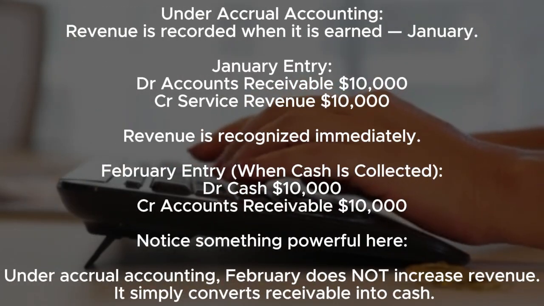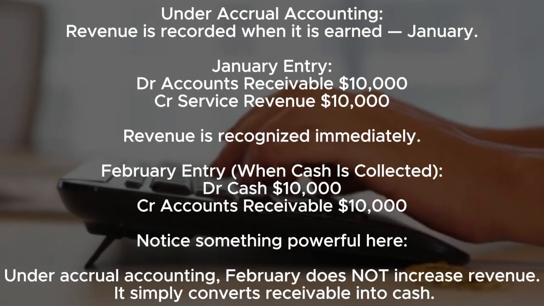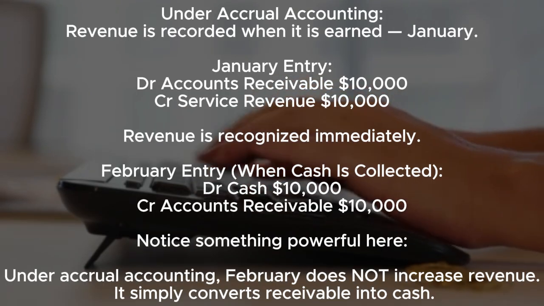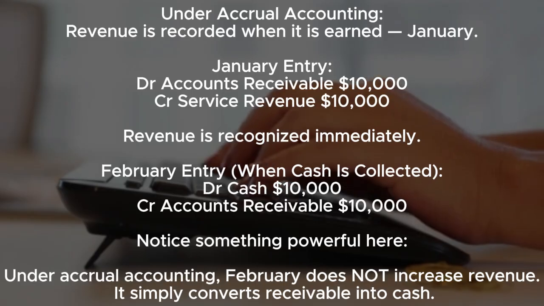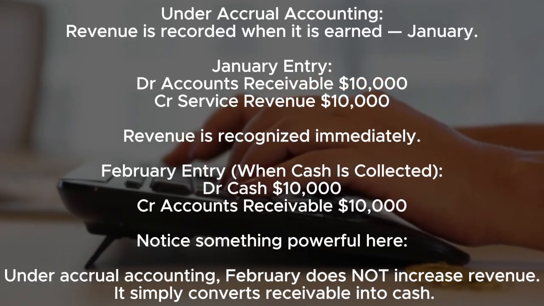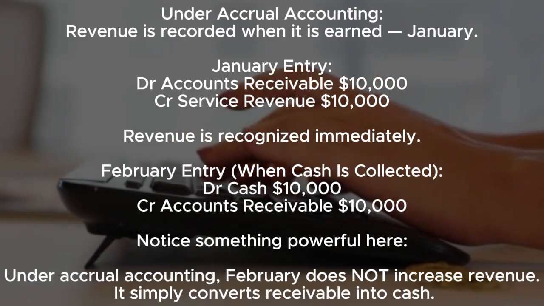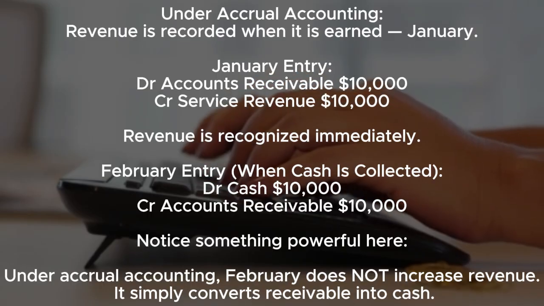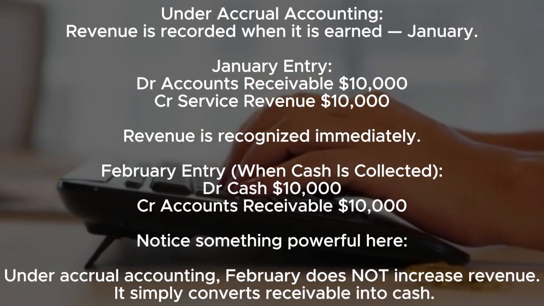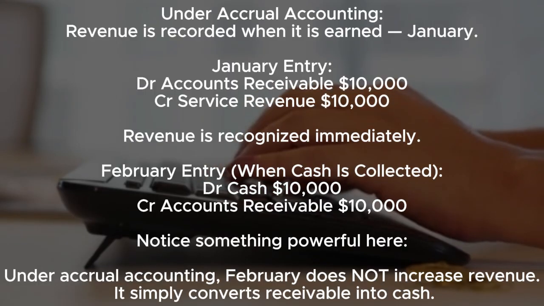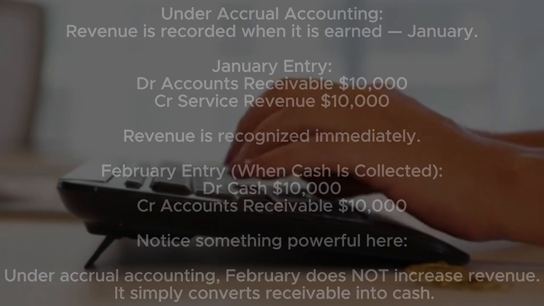Under accrual accounting, revenue is recorded when it is earned, in January. January entry: debit accounts receivable $10,000. Credit service revenue $10,000. Revenue is recognized immediately. February entry: when cash is collected. Debit cash $10,000. Credit accounts receivable $10,000. Notice something powerful here. Under accrual accounting, February does not increase revenue. It simply converts receivable into cash.